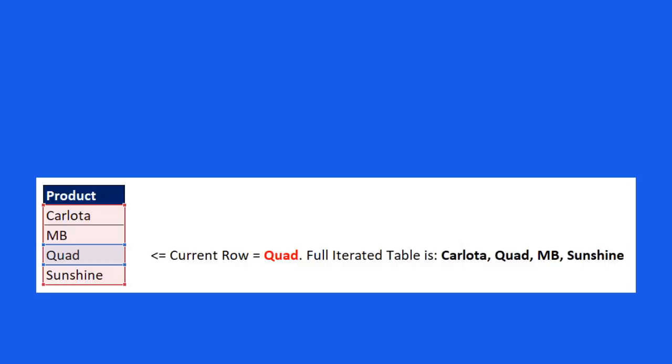As a visualization to understand what ALLSELECTED does, if we had row context on the quad product, and ALLSELECTED removed it, it would jump back to the complete column of product names.